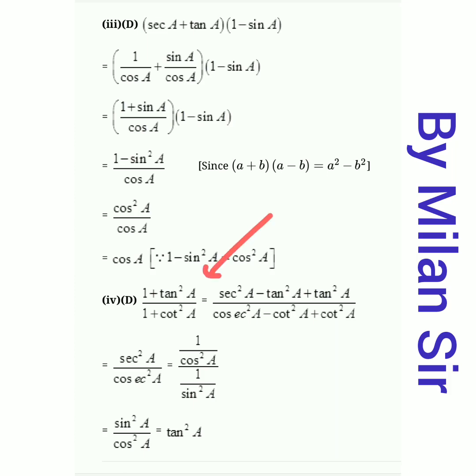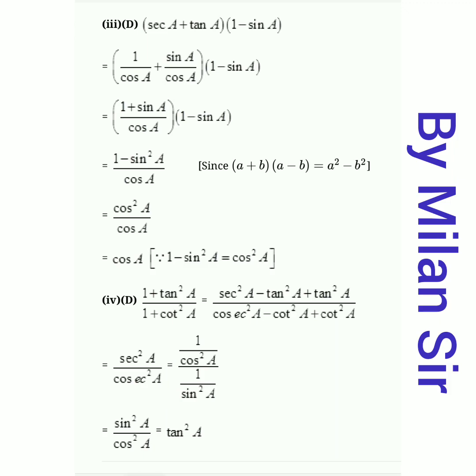Simple question. 1 plus tan square A upon 1 plus cot square A. Now this is one identity: 1 plus tan square A is equal to sec square A, and in the denominator it is also one identity: 1 plus cot square A is equal to cosec square A. Right? Now in place of sec square A we can write like this because sec is the inverse of cos. So 1 upon cos square A. Same thing in the denominator. Cosec is the inverse of sin, so cosec square A is equal to 1 upon sin square A.